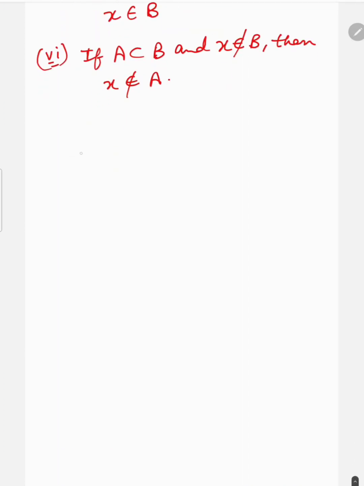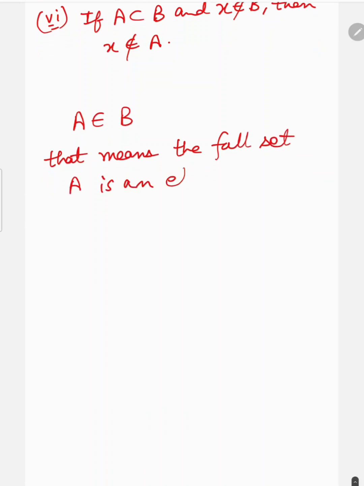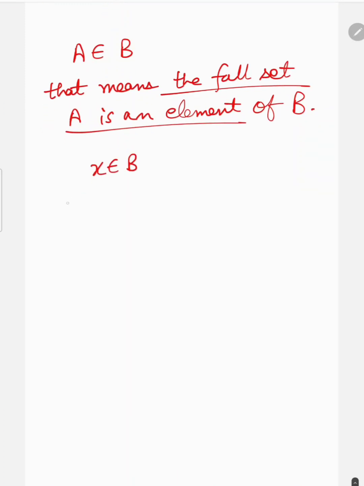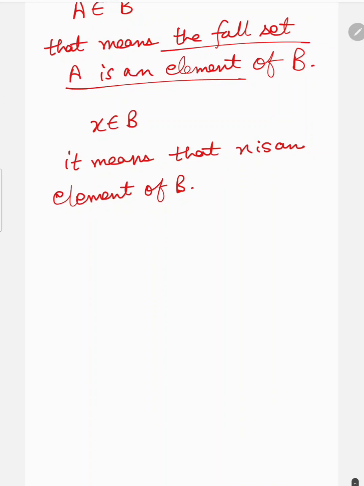See here. When it is said that A belongs to B, that means the full set A is an element of B. The full set is an element of B. And when it is said that X belongs to B, it means that X is an element of B. Okay, let's take an example.